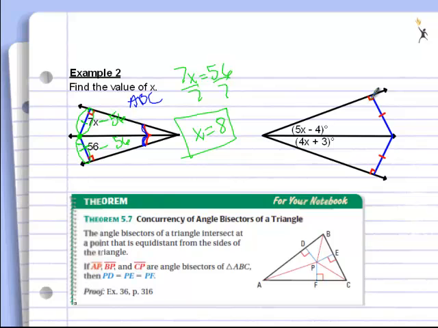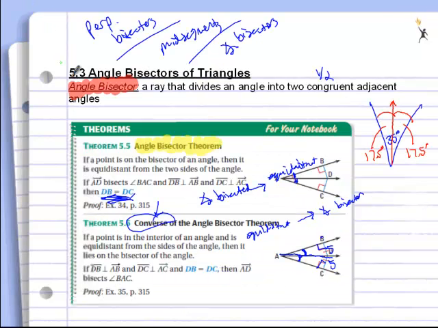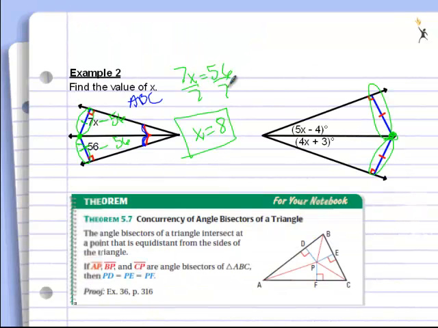Let's look over here. This problem is telling me that this point is equidistant from the sides. How do I know it's equidistant? They've given me congruency marks. And you were told in this theorem right here, the converse of the angle bisector, that if a point is equidistant from the sides of the angle, then it lies on the angle bisector. Because this point, we'll call it Harold.